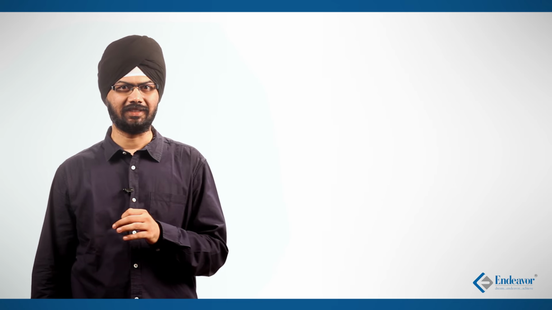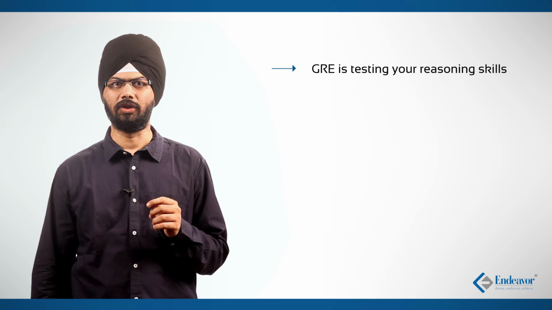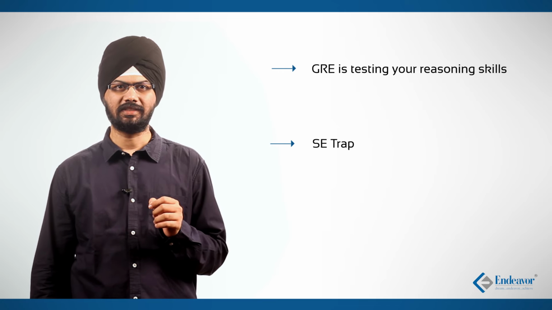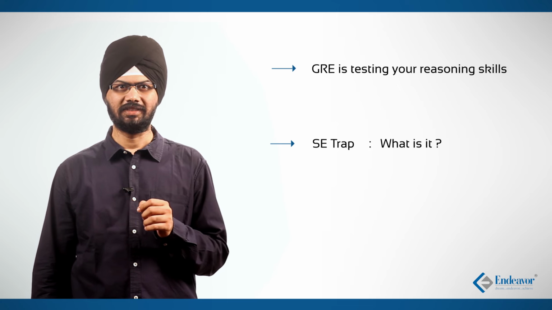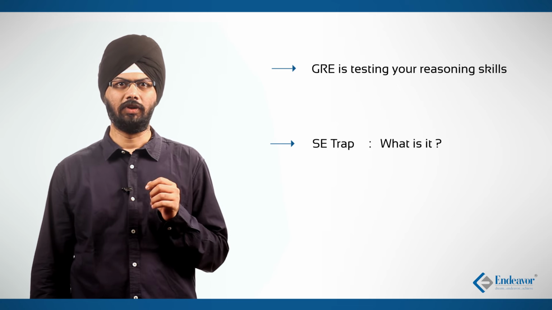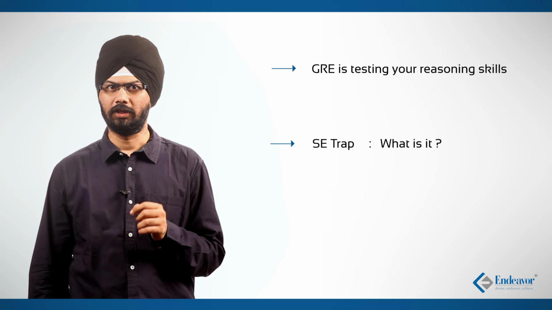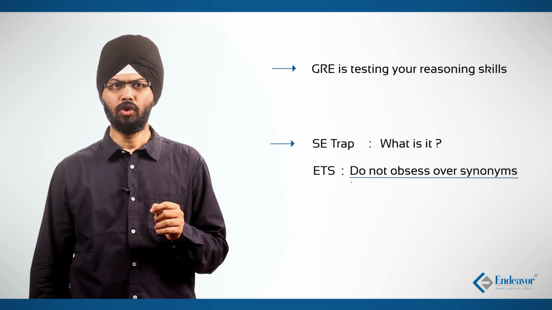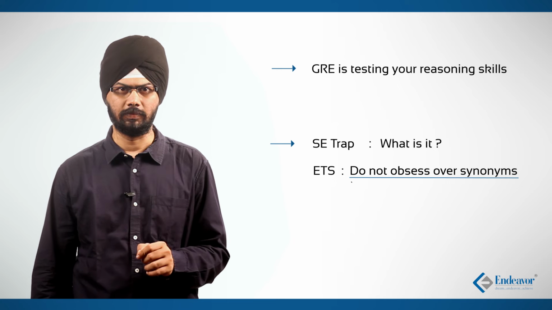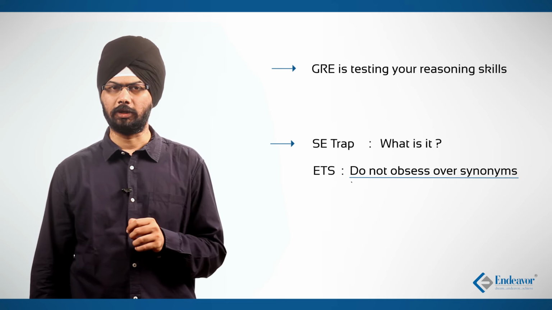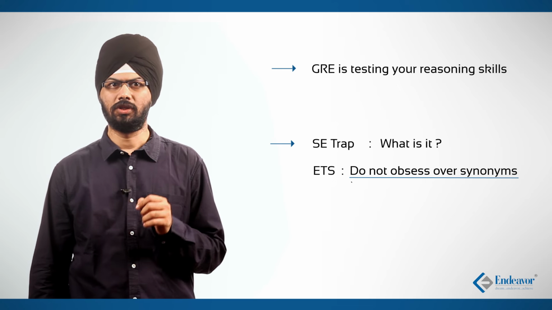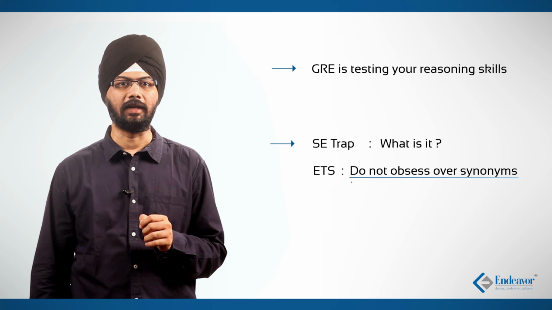Well, because as I said, GRE is testing your reasoning skills, and in sentence equivalence, I call it the SE trap. What is the SE trap? Okay, if you have gone through the official guide to the GRE, you must have read that the ETS in the official guide says do not obsess over synonyms, because the ultimate purpose of the sentence equivalence question type is to get two sentences logically coherent and alike in meaning.